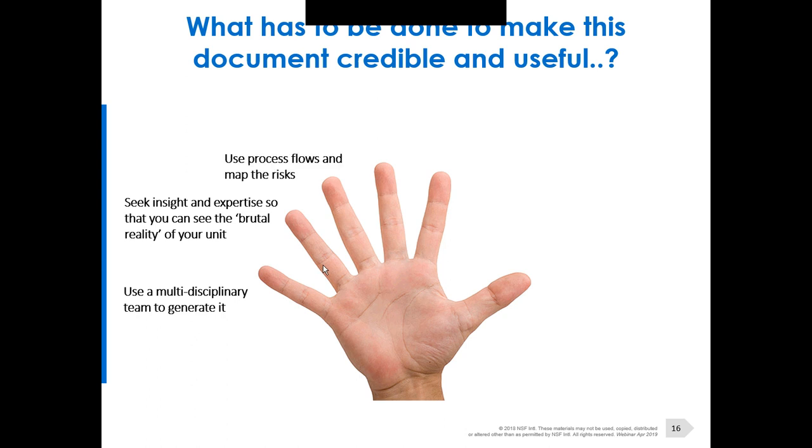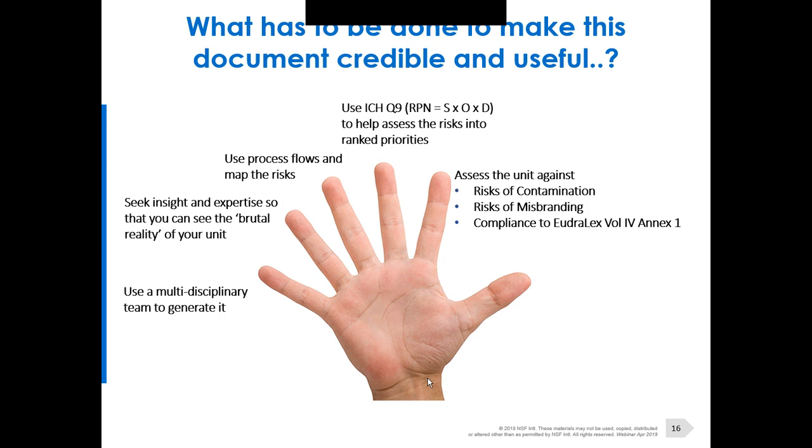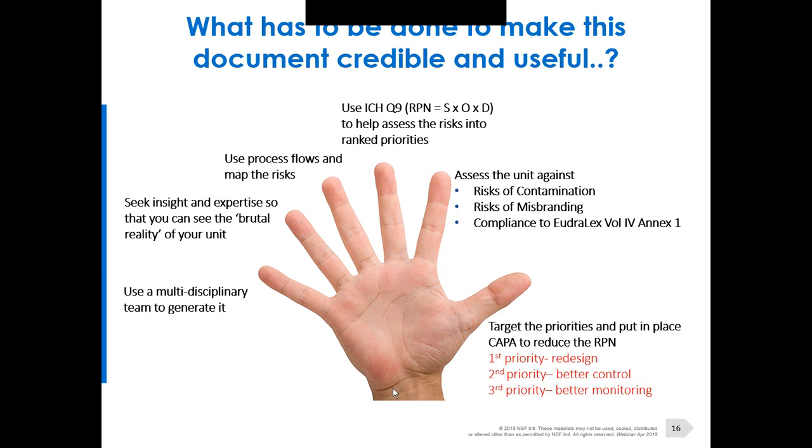A great way to do that, of course, is to use process flows and map those risks, perhaps using things like FMEA as a key tool. Utilize ICH Q9 and the risk probability number to assess those risks. And then, of course, assess the risk against the risk of contamination and of misbranding and against compliance to Annex 1. But the thumb here on this six-fingered hand is very, very important.